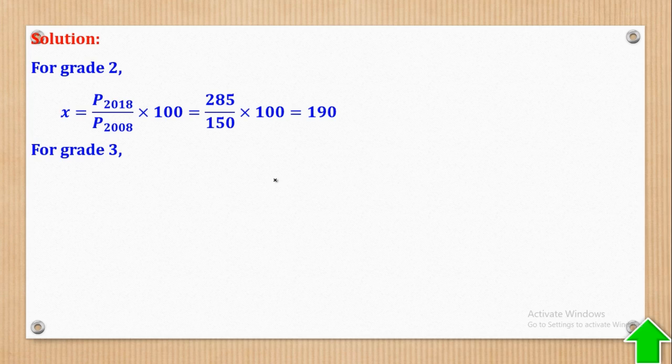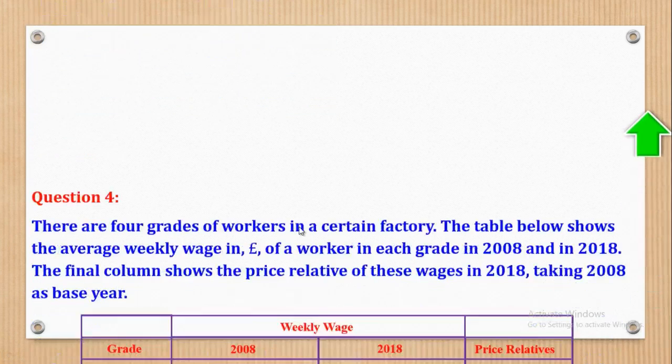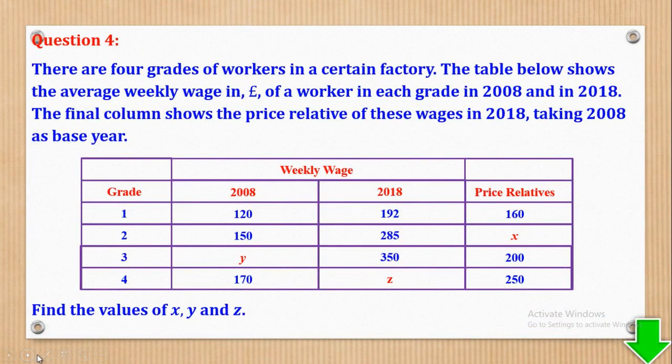What about the value of Y? So when you go to this grade 3, it means that when I say this, divide by this, and everything multiplied by 100, I have to get this value. So let's start from there.